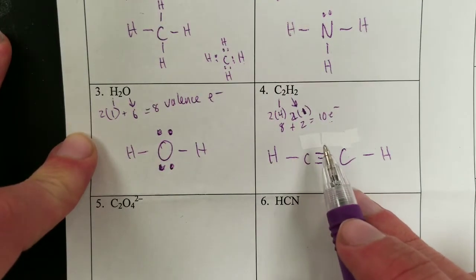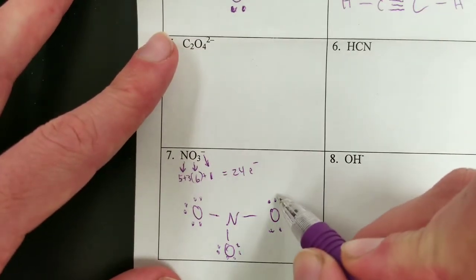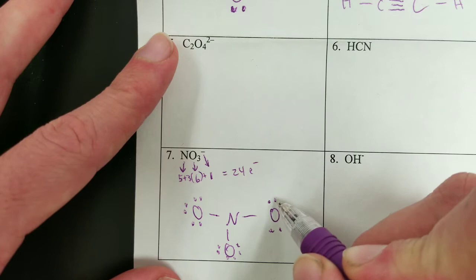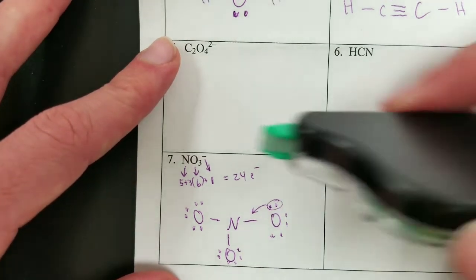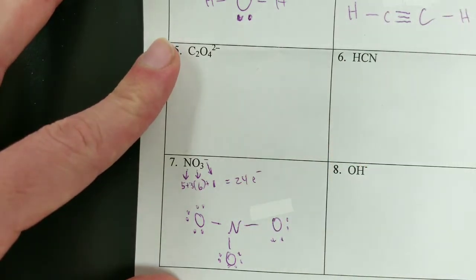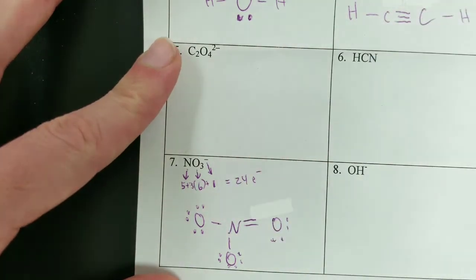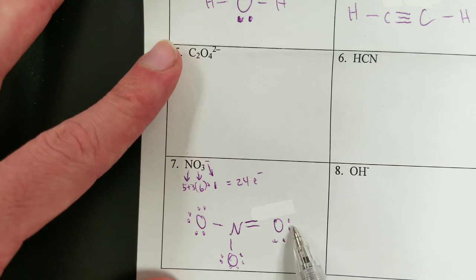Well, just as before, we took one of the lone pairs and made it into an extra bond. So let's grab a lone pair. Who cares which one? Maybe this one. And we'll make it into an extra bond. It's still 24 electrons.